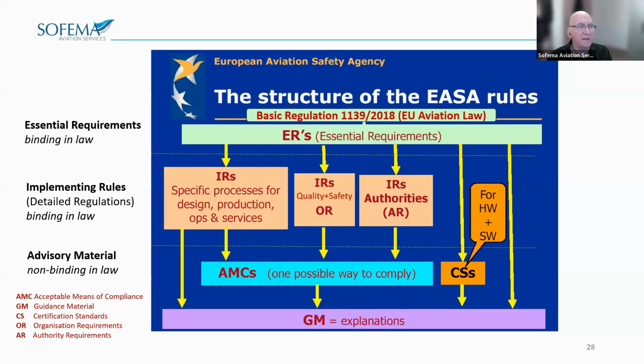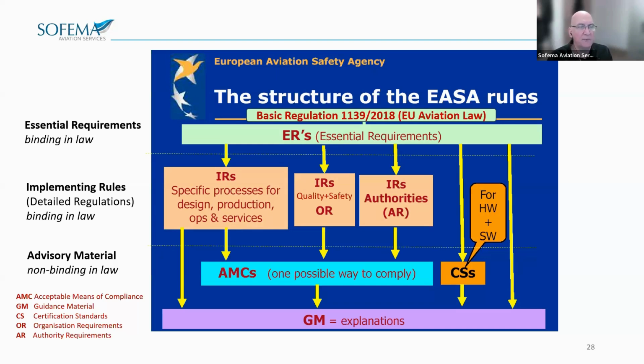The level below that are the implementing rules, which are the more detailed regulations. Again, these are binding in law, and they specify the actual processes for things like design, production, ops, and services. So we've got the objectives at the high level, and we've got the processes and the way you're supposed to do it at the implementing rule level.